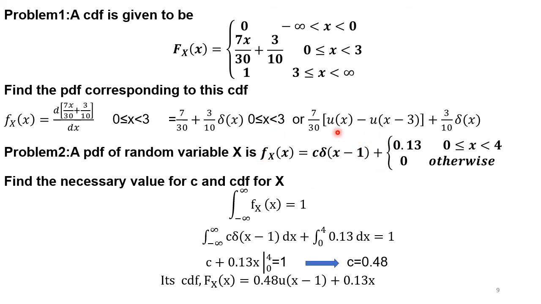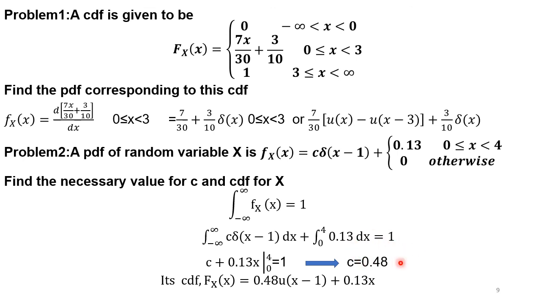By integrating the PDF function, we can get the CDF, and that should be equal to 1. Let us integrate the PDF function between the limits minus infinity to infinity: c delta of x minus 1 dx plus integration between 0 to 4, 0.13 dx. This should be equal to 1. When we simplify this equation, we get the value of c is equal to 0.48.